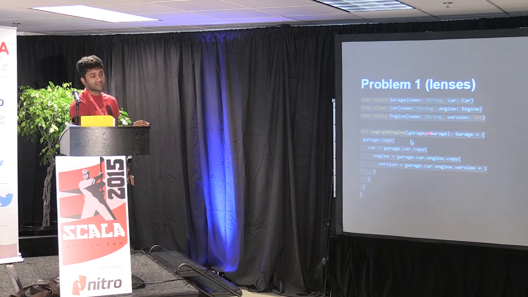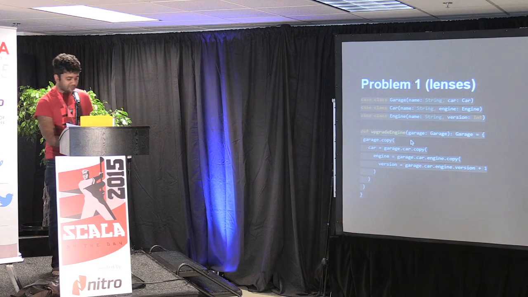And you're only given the garage. So what can you do? You can return a new garage back. And your code looks like this. You copy the garage. You copy the car inside the garage. You copy the engine inside the car, inside the garage. You add 1 to the version, and you return it. This code looks pretty, but you can smell it. This is a lot of code. All you want to do is this thing. So how can we do better?